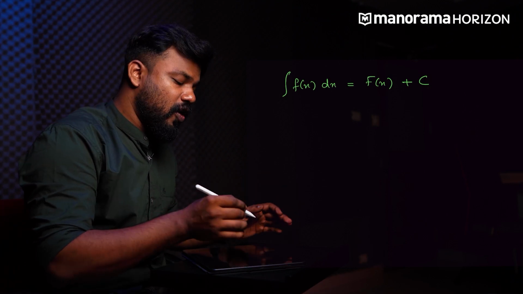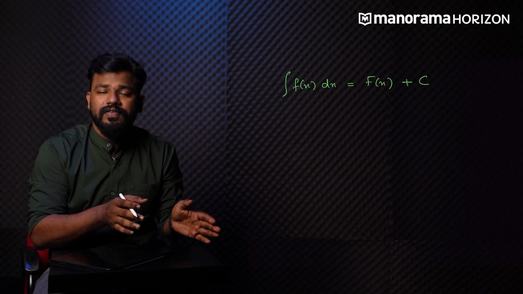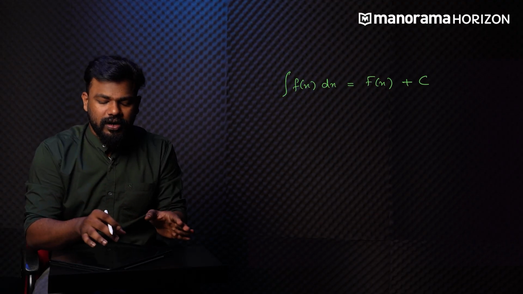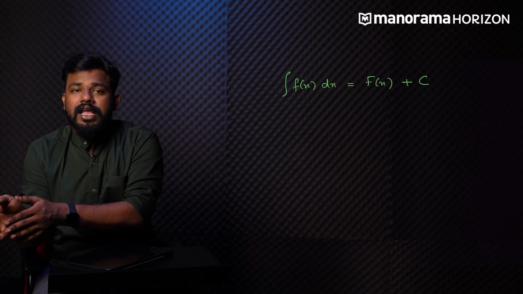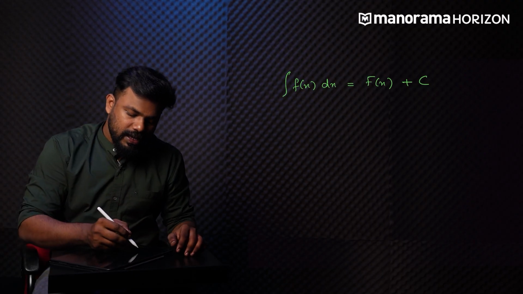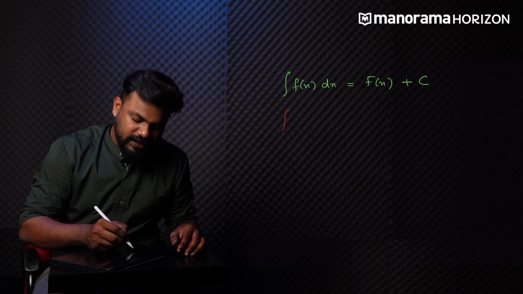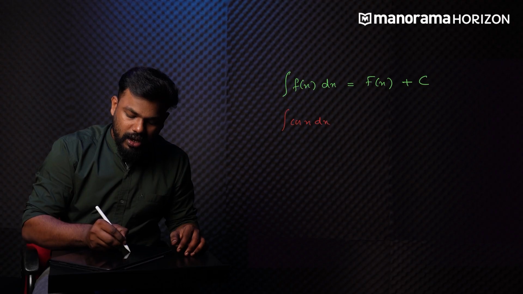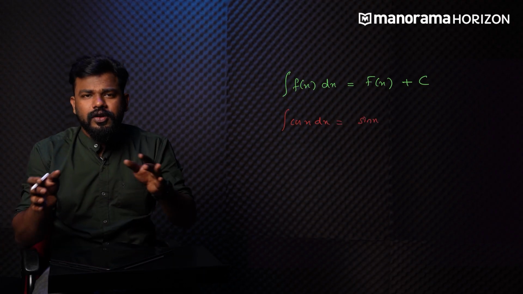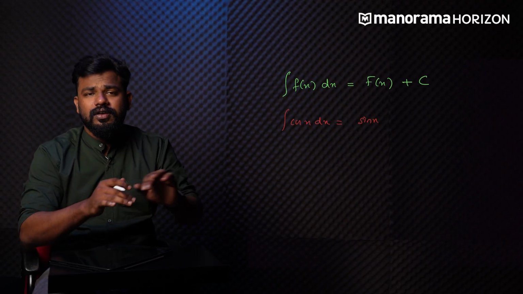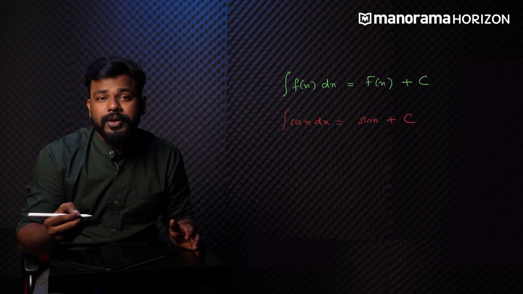We always put a constant along with the function or the integral. So integral small f of x dx is equal to capital F of x plus C. The same goes for the example we discussed, integral cos x dx. It will not be sin x plus 5, not sin x plus 10, not sin x plus 100, not anything. So what we do is we write a capital C along with it.